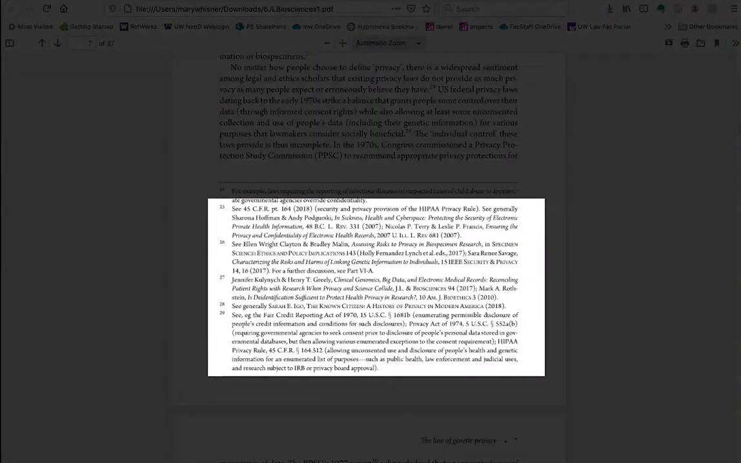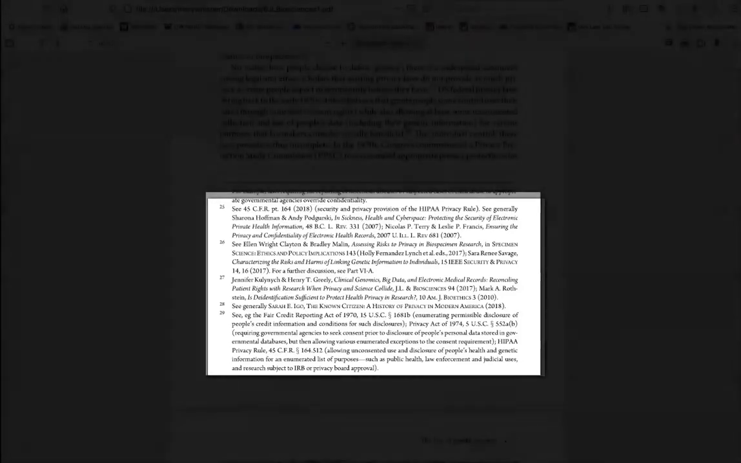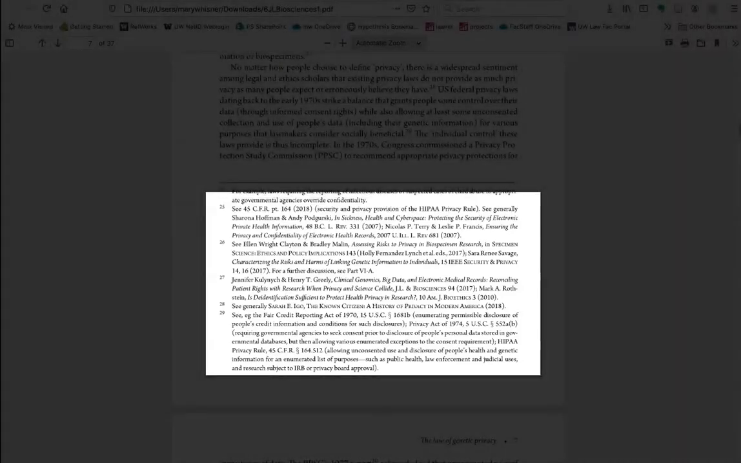We see a citation to a regulation, a citation to law review articles, a citation to a chapter in a book, another article, and a citation to a federal statute. So just on this page, we're getting leads that could be useful to us as we pursue our topic.